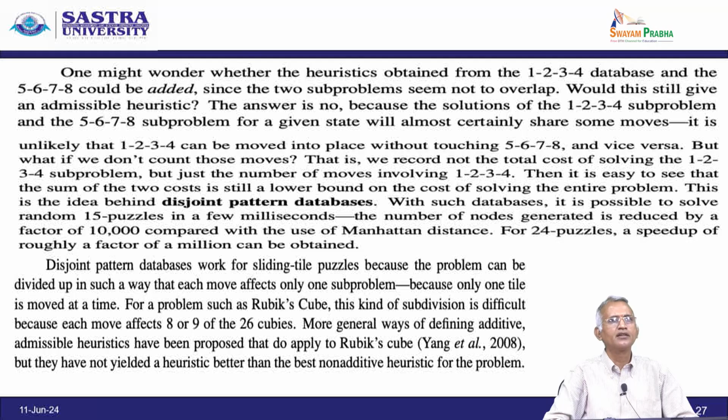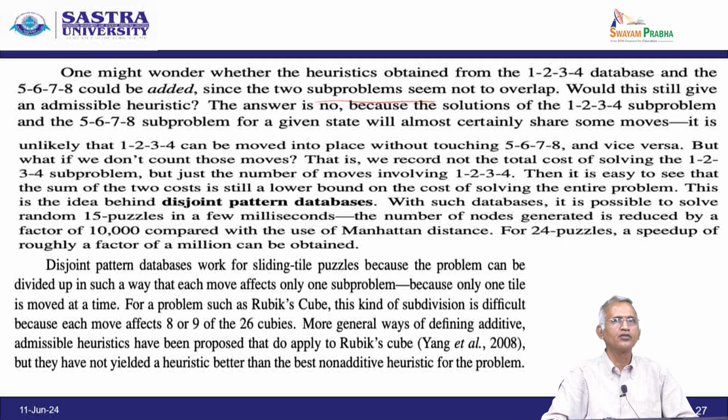So, one might wonder whether the heuristics obtained from the 1, 2, 3, 4 database and the 5, 6, 7, 8 database could be added, since the two subproblems seem not to overlap. Would this still give an admissible heuristic? The answer is no, because the solutions of the 1, 2, 3, 4 subproblem and the 5, 6, 7, 8 subproblem for a given state will almost certainly share some moves. It is unlikely that 1, 2, 3, 4 can be moved into place without touching 5, 6, 7, 8, and vice versa. But what if we do not count those moves?